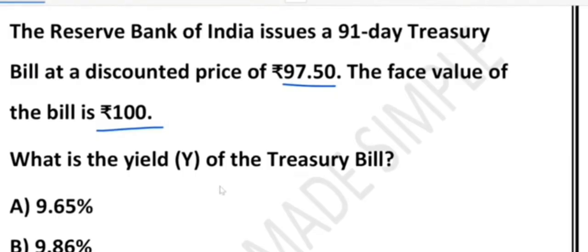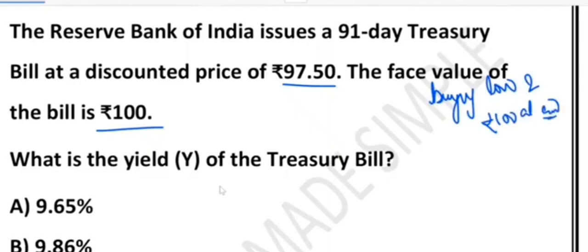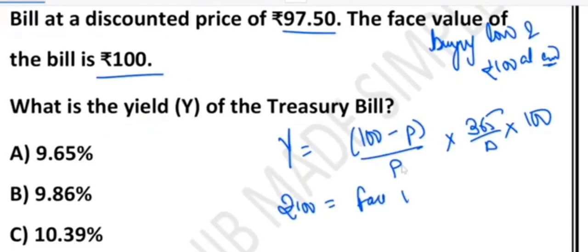They are issued at a discount and they are redeemed at the face value. So you earn money by buying low and you get rupees 100 at the end. Right. So there is a formula that we use to calculate the yield. And what is that formula? Yield is equal to (100 minus P) upon P, where 100 is the face value.